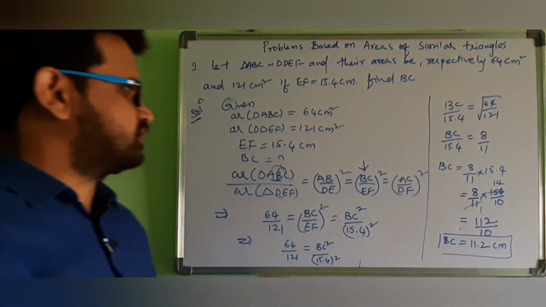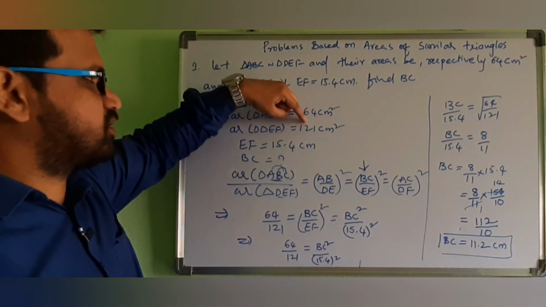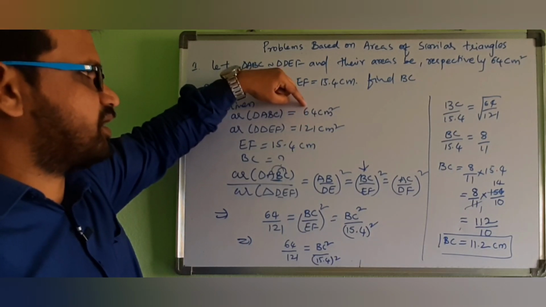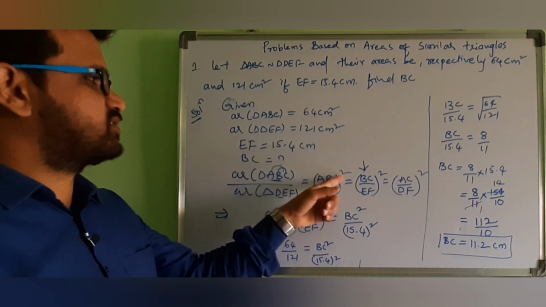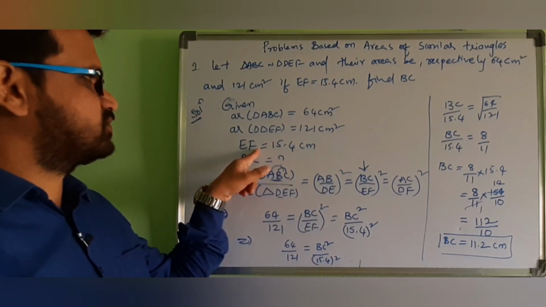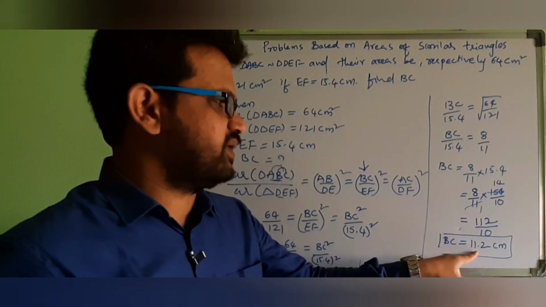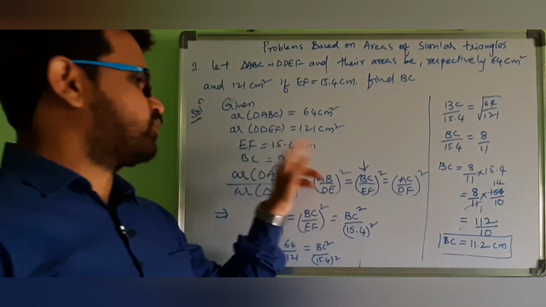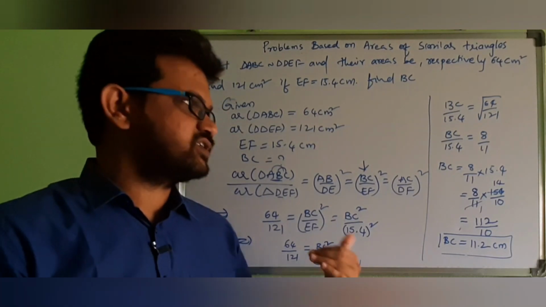See, if you observe here, which area is more? The area of triangle DEF is more than the area of triangle ABC. So comparing the ratio of the squares, EF must be greater than BC. That's why we got the BC value less than 15.4. Note down this. This is 1 mark, and sometimes they ask for 2 marks.